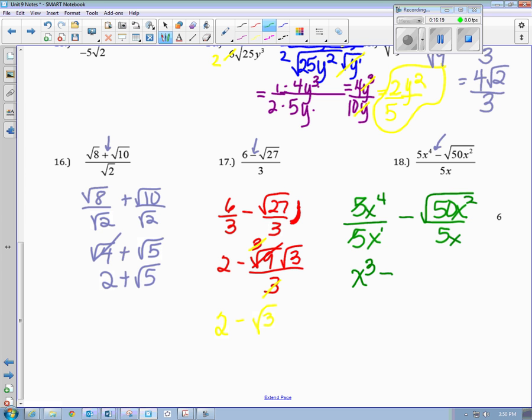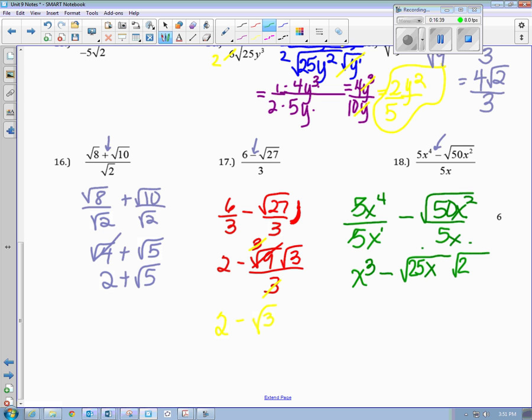Now over here, same thing. Radical on the top, not a radical on the bottom, so we've got to make sure we divide up the numerator. I'm going to split this up. Everything that's perfect in the first one, everything that's not in the second. So this will be 25 times 2. 25 is perfect, 2 isn't. They multiply to give me 50.